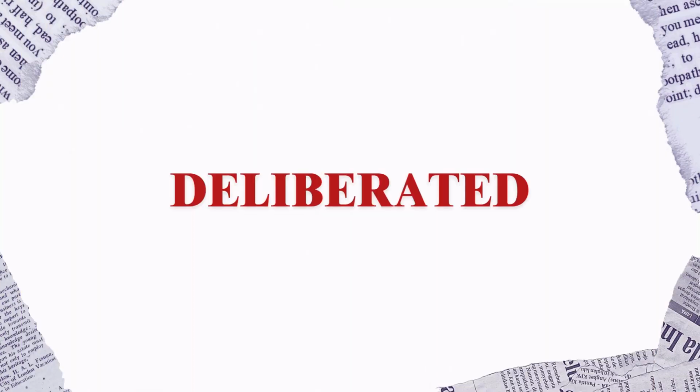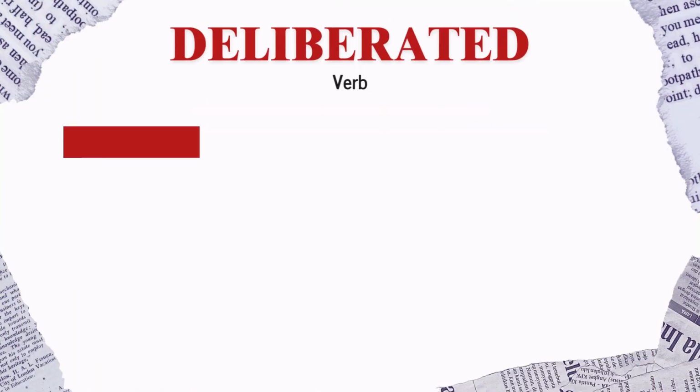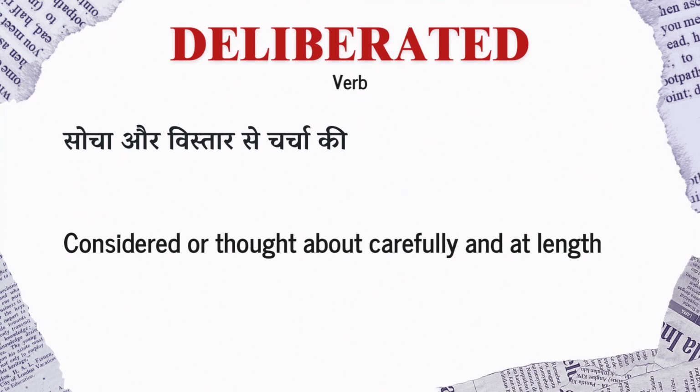The first word we have is deliberated. It is a verb. In English, deliberated means to consider or think about something carefully and at length. In simple words, it means to think deeply or discuss something thoroughly. Let's see some examples to understand better.